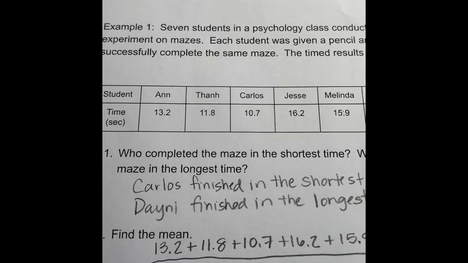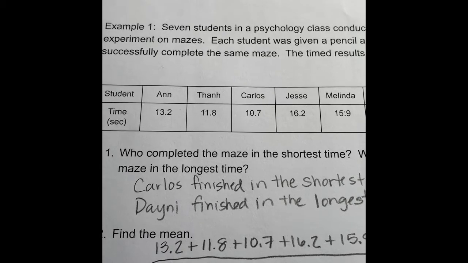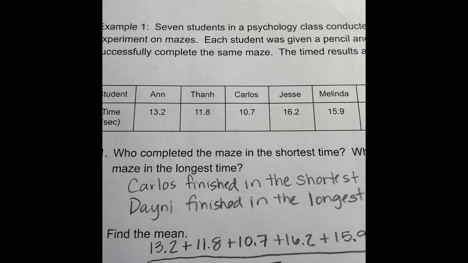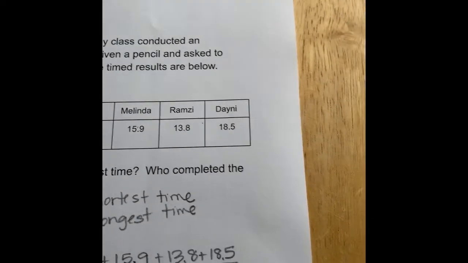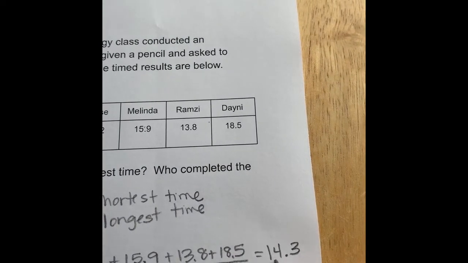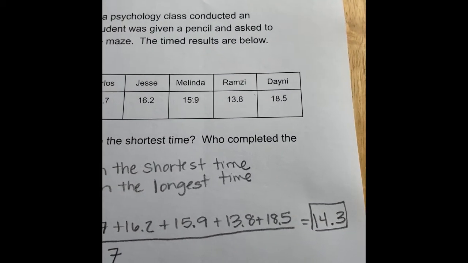So in your calculator, you can start putting in these times. So 13.2 plus 11.8 plus 10.7 plus 16.2 plus 15.9 plus 13.8 plus 18.5. That gives us 100.1, and then I'm going to divide that by 7. So my mean score is going to be 14.3. That's my mean score. That's my average score.